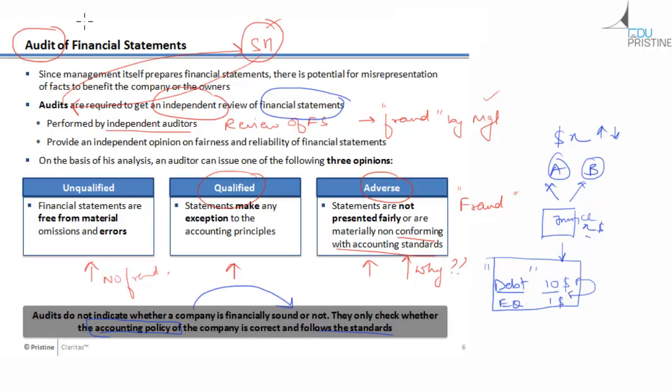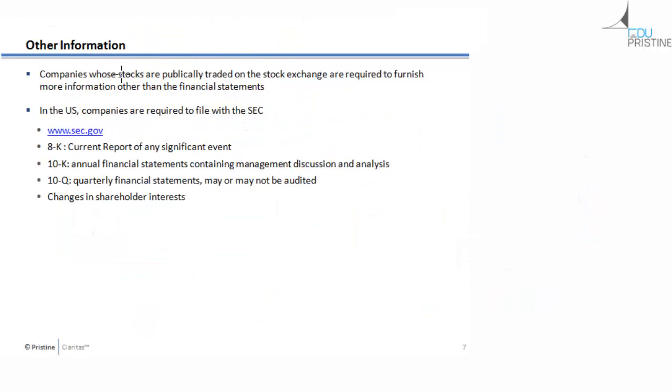So more or less it is like a review for safety, which is conducted by the shareholders over the management. Let us talk about some other information: companies whose stocks are publicly traded, which are the public limited companies, are required to furnish much more information compared to closely held companies, and this information other than financial statements is to be filed on the website. So it is like your SEC, the big daddy of all the stock exchanges in the country, which will control all the listed companies.